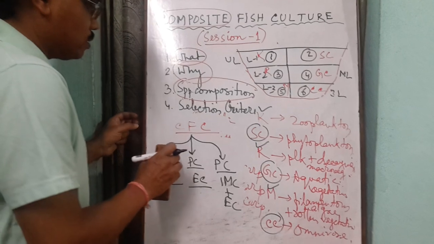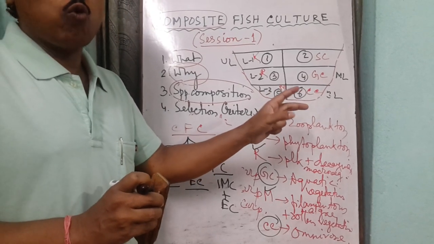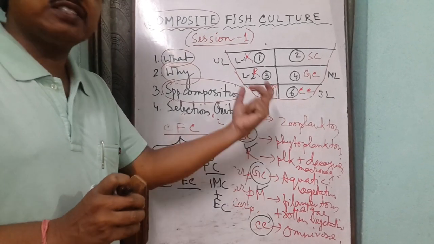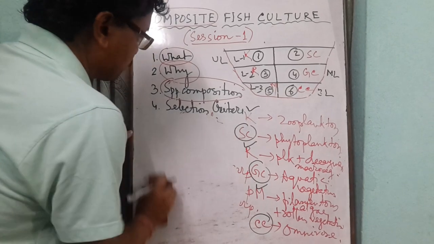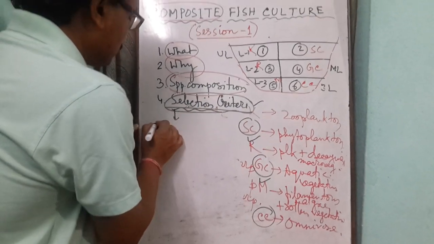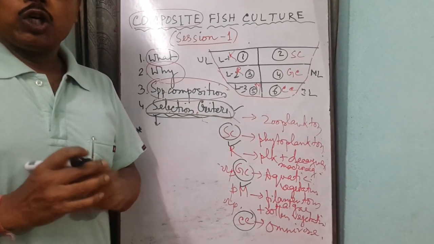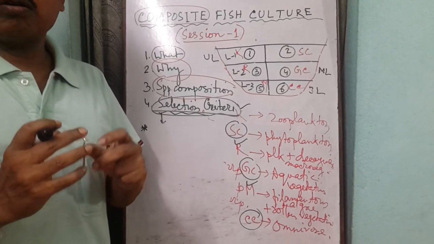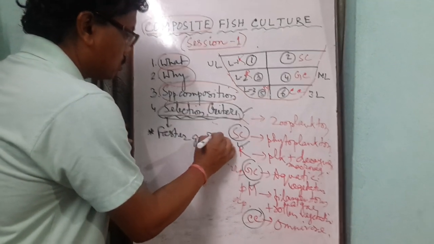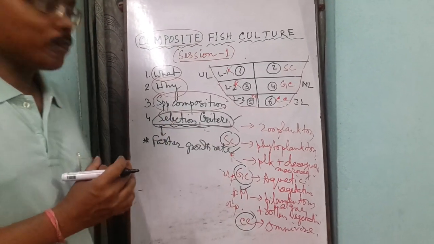Now I come to the last point, that is how we can select these species. For what qualities are we selecting these six species? Selection criteria. Selection criteria number one: all these species should have a faster growth rate. That is, they can grow to the maximum size in a minimum time.